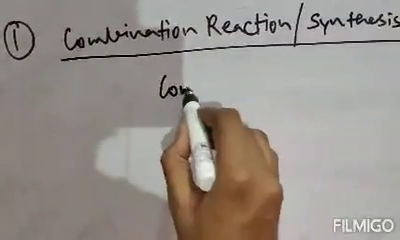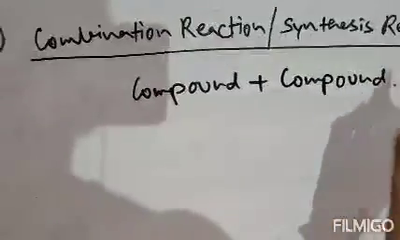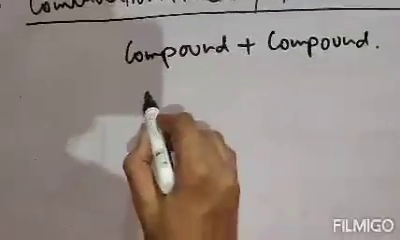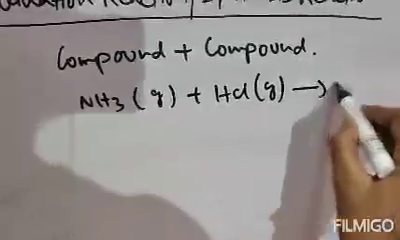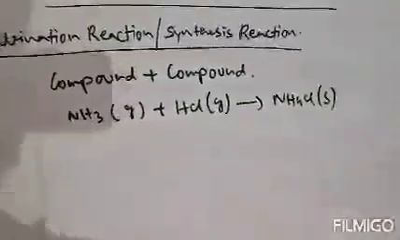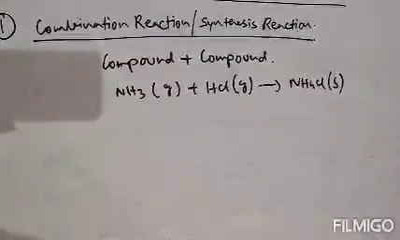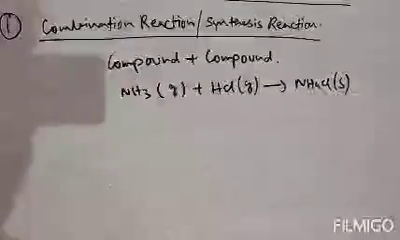Clear? The second category of combination reaction is when a compound combines with another compound. That means compound plus compound. For example, ammonia NH3, a gas, plus HCl, this is also a gas, will form NH4Cl, which is a solid. Clear? Therefore ammonia is a compound, HCl is also a compound, so two compounds combine to form ammonium chloride, which is a salt.